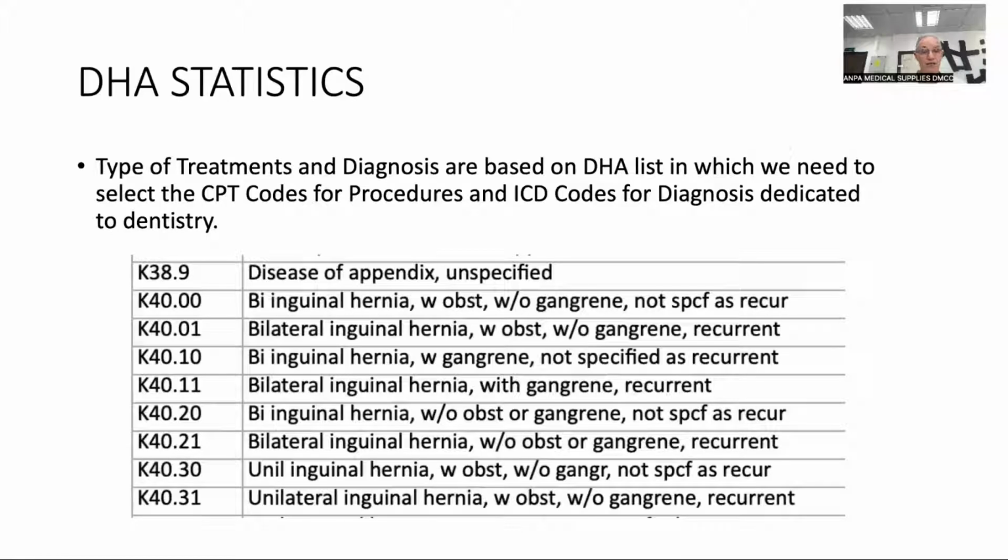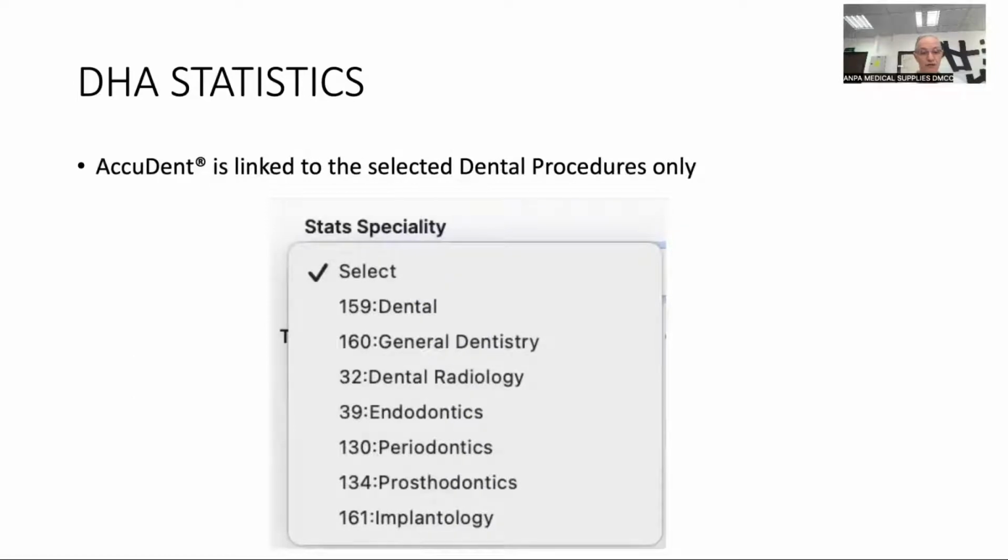In the statistics, the type of treatments and the diagnosis are based on the DHA list that we need to select. We have the CPT codes for the procedures and the ICD codes for the diagnosis. And we need to find, in the big list of more than 600 or 800 different codes, which are the codes dedicated to dentistry. And there are only a few: 1, 2, 3, 4, 5, 6, 7. So we've been looking in this big list and we have found these 7 different statistic specialties linked to dental clinics.